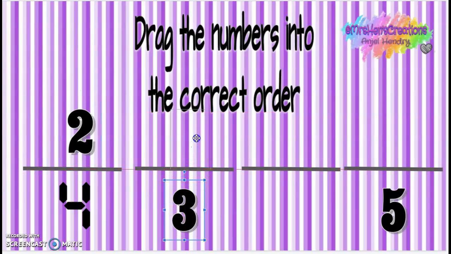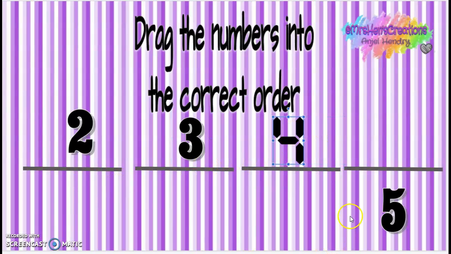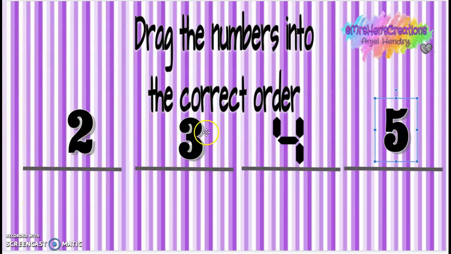Right here. Good. 1, 2, 3, 4. This one's the number 4. And then 5. Good. So we did number order to number 5. 1, 2, 3, 4, 5.